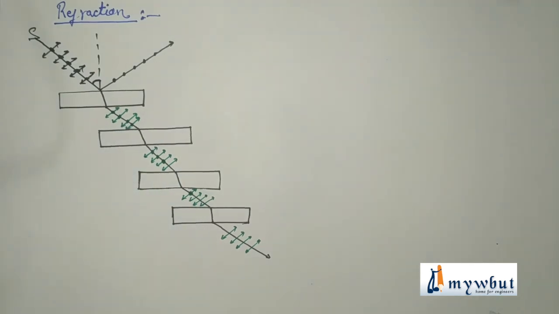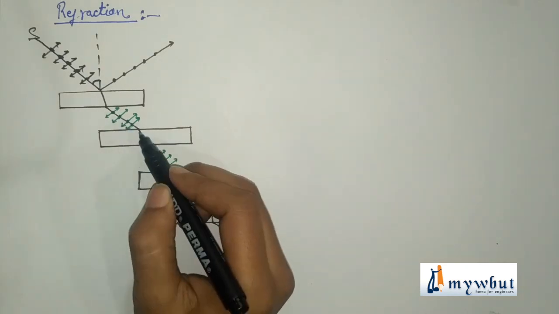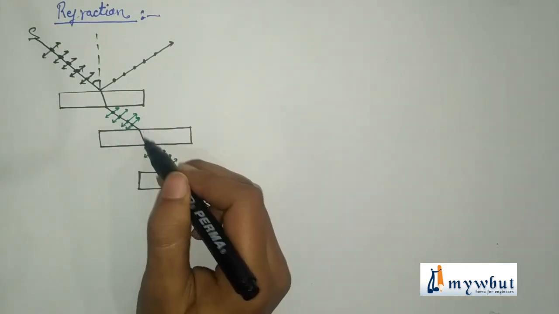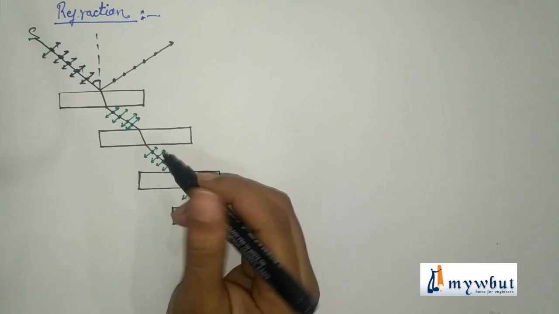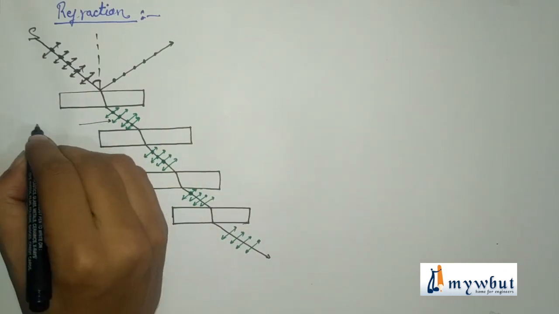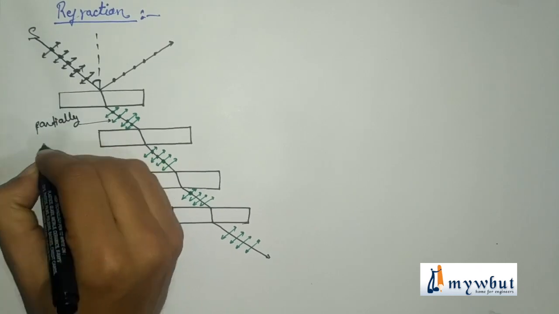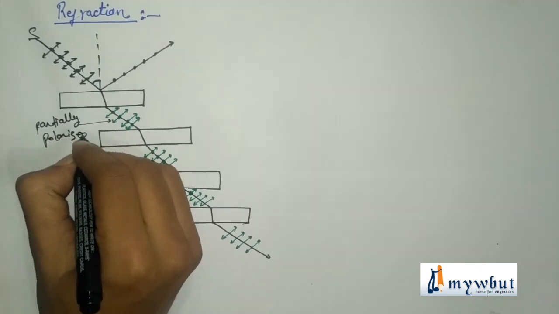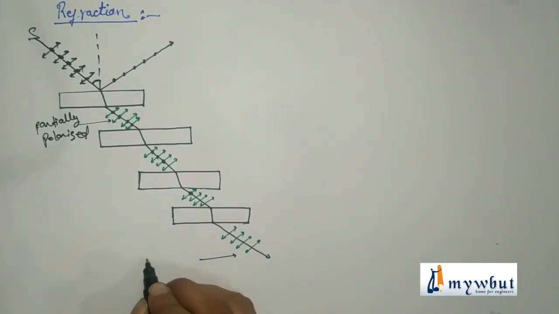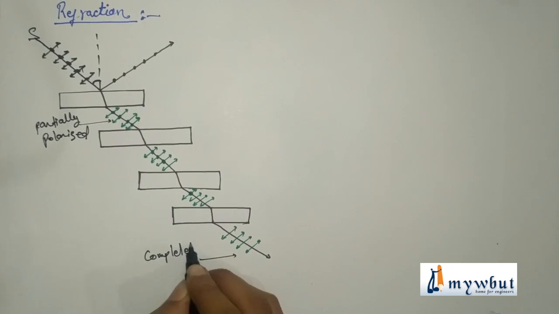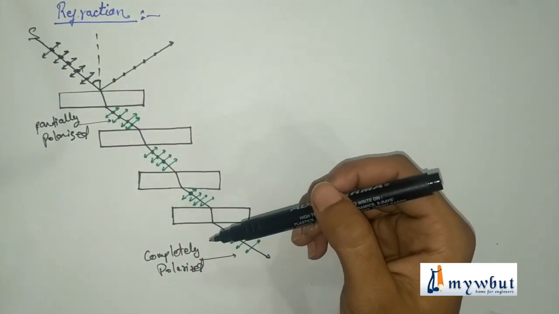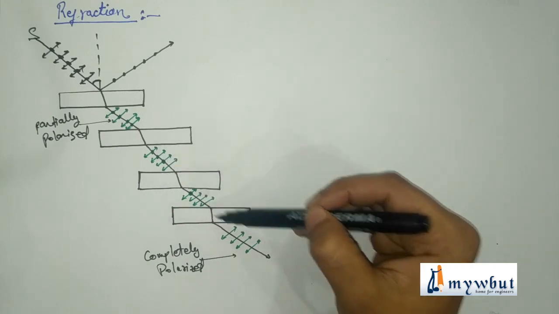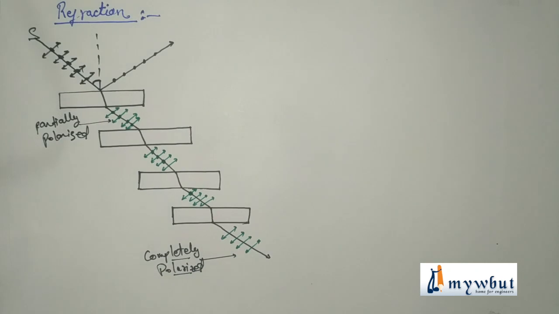If we again and again do the refraction of this partially polarized ray, it will get completely polarized. So we can say this ray is partially polarized, but this one is completely polarized. By increasing the number of plates of refraction, we can see that the amount of polarization increases, and finally we will obtain a completely polarized light.